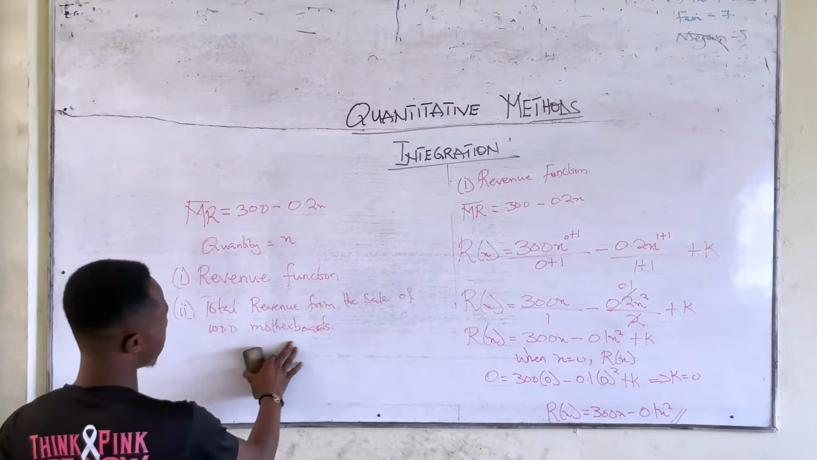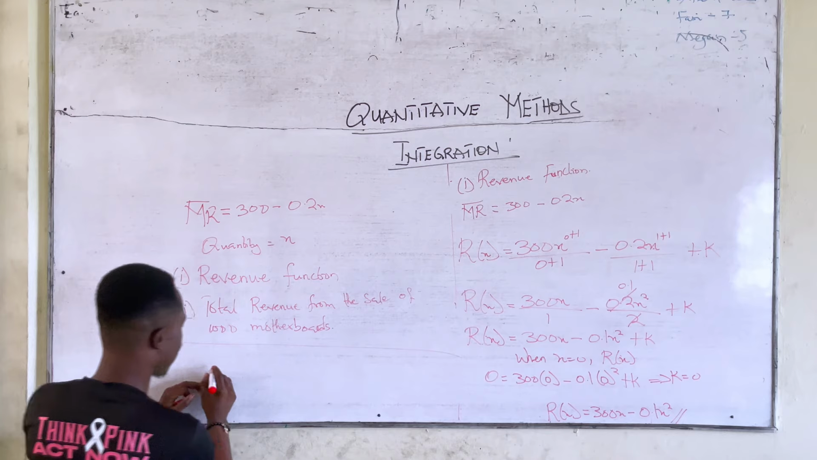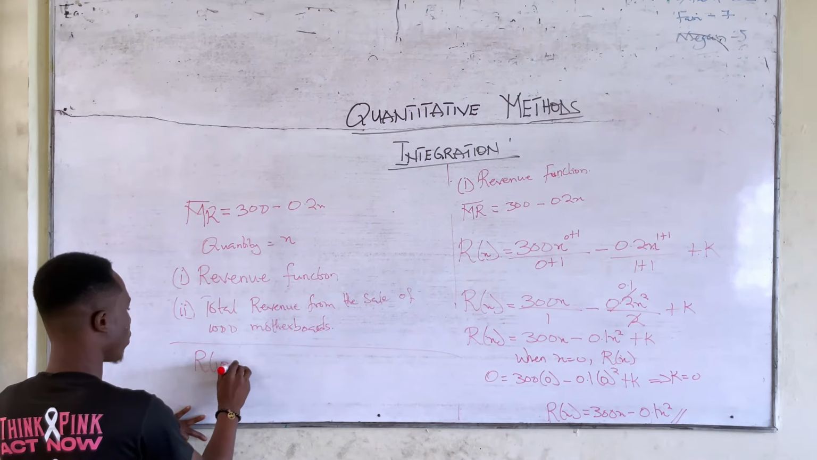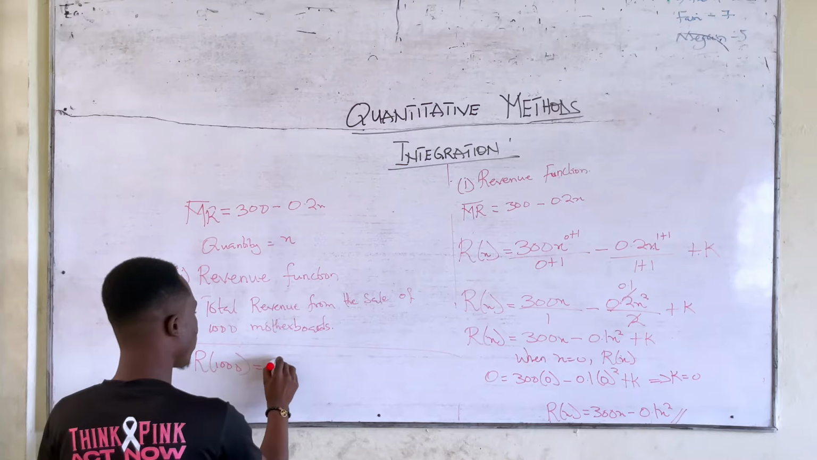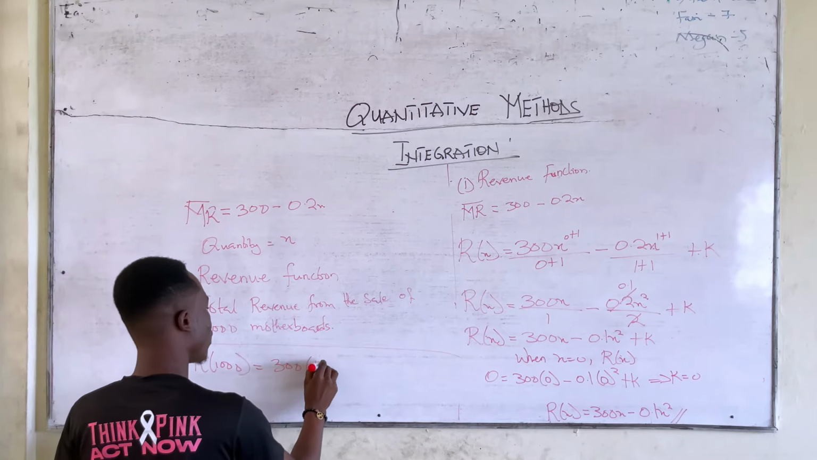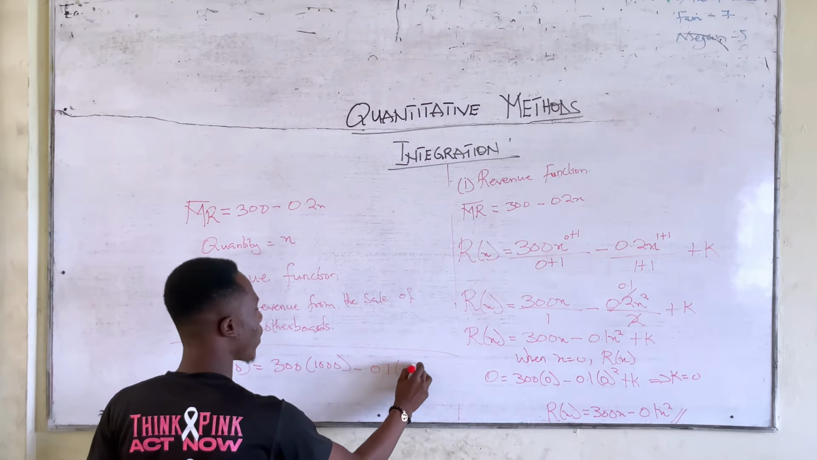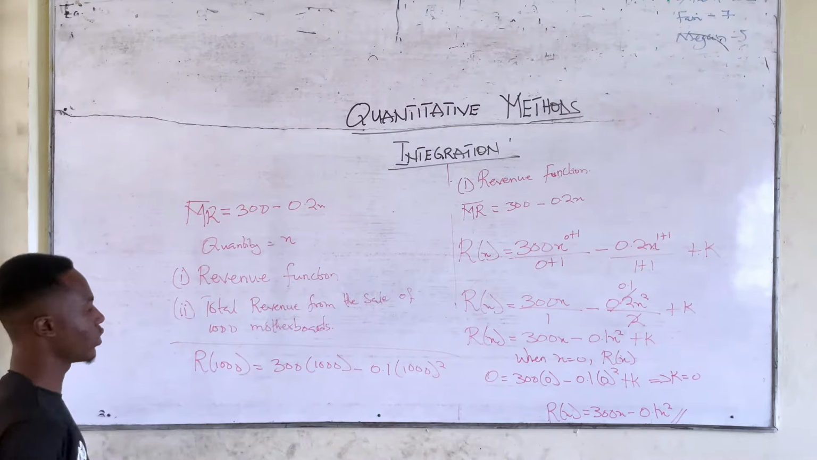Okay, now we know the quantity is what? 1,000. So let me write it here. The revenue R of 1,000. We are substituting x equals what? 1,000. So it's equal to 300 times 1,000 minus 0.1 times 1,000 squared. So this is the function, and we are done with the substitution.